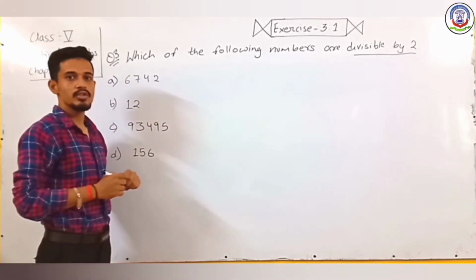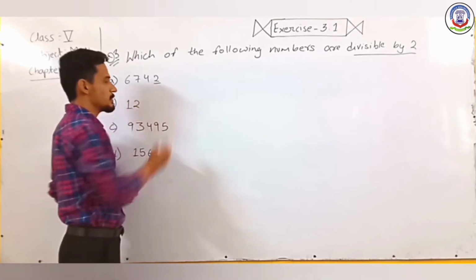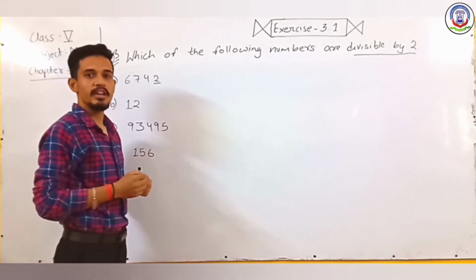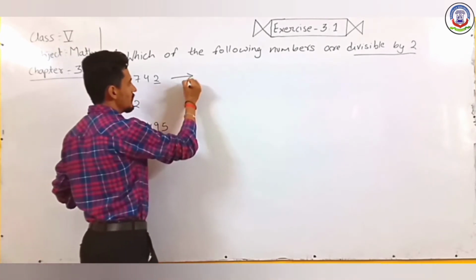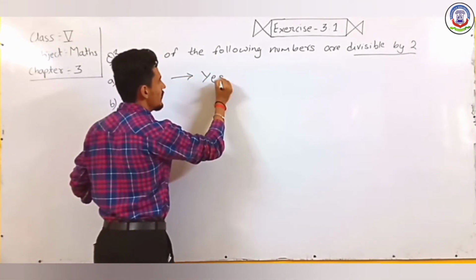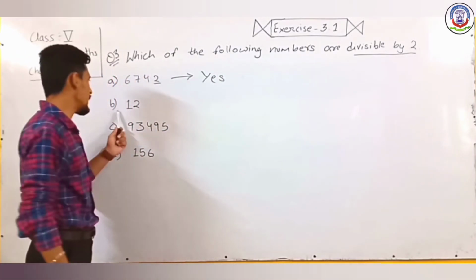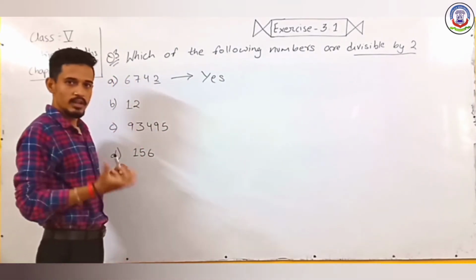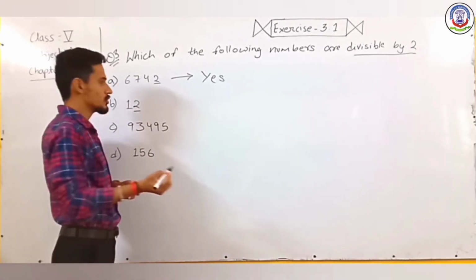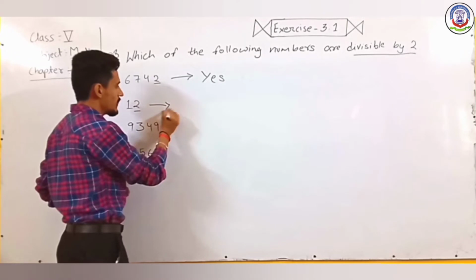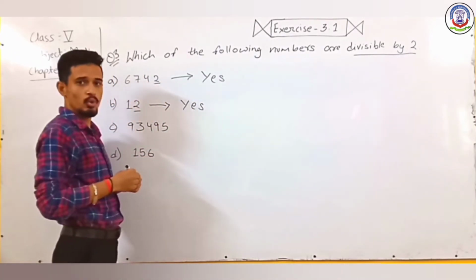6742. So in this we have 2 at ones place, that is it's an even number. So we write here yes that it is divisible by 2. Next we have 12. In this at ones place there is 2, so it is also an even number, so we write here yes it is divisible by 2.